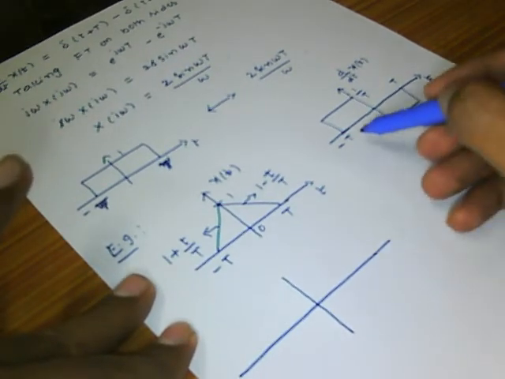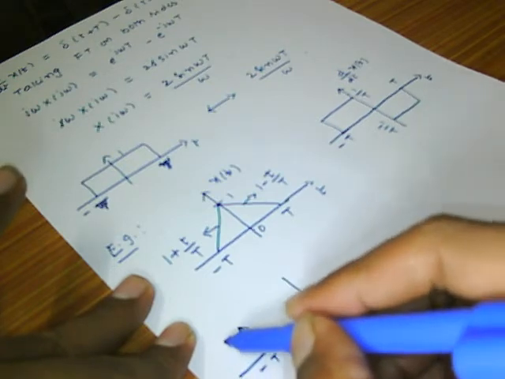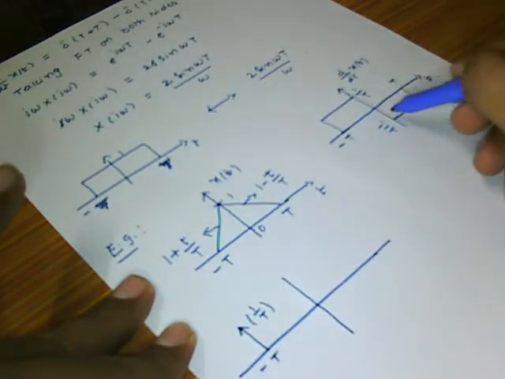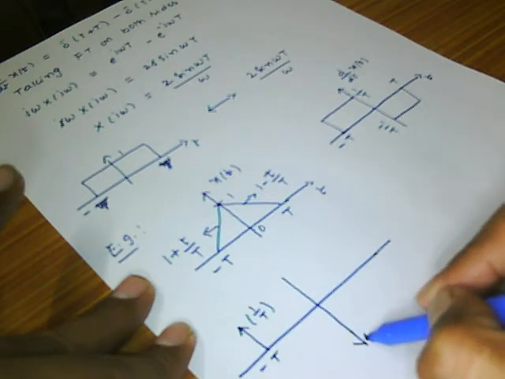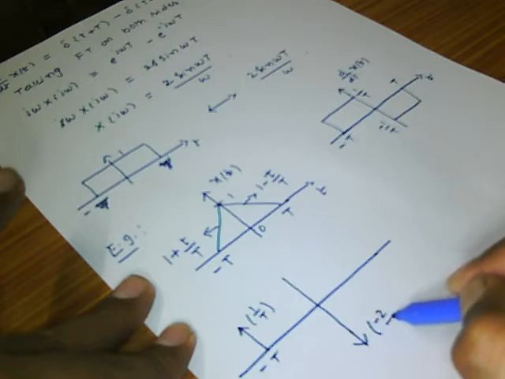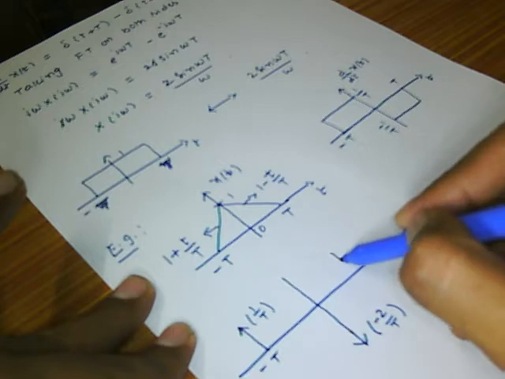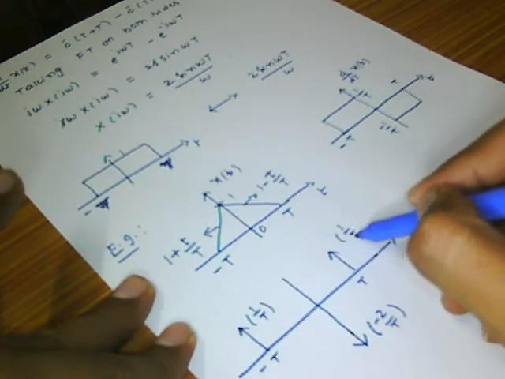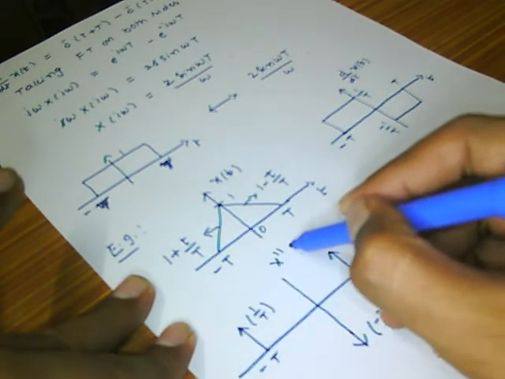Okay, so at minus T I have a Dirac delta of strength 1 by T, and at 0, because the signal is jumping in the negative direction, I will have a negative Dirac delta of strength minus 2 by T. Similarly at T I will have a positive Dirac delta of strength 1 by T. So this fellow is, let us say, x double dash of t.